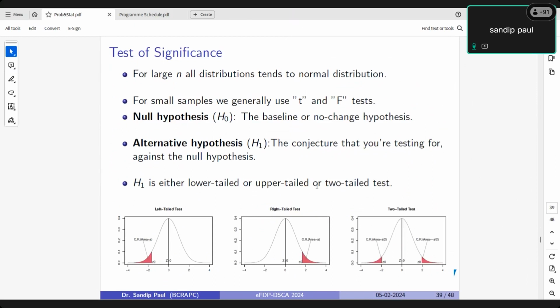Now, test of significance. Here we'll check a certain hypothetical statement. Suppose we want to check the quality of a product established or given by some company. So what we do, we generally check their claim. So how to do this?